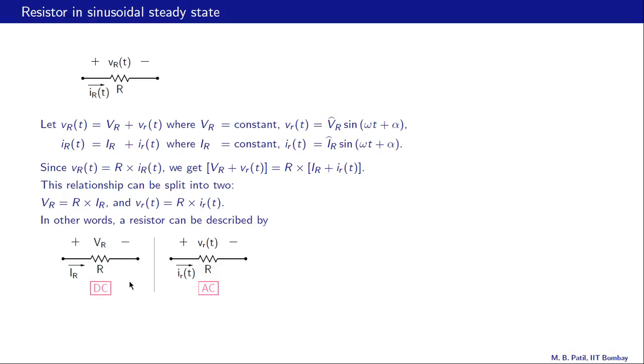So in the DC circuit as well as in the AC circuit, the resistor essentially looks the same. It behaves like a resistor, and the relationship is V equal to R times I, where V and I could be either the DC quantities or they could be the sinusoidally varying quantities.